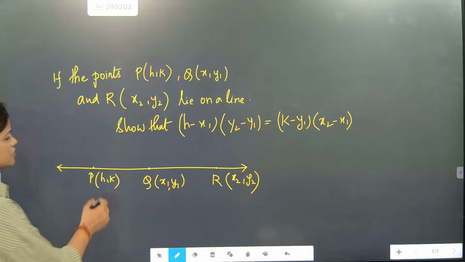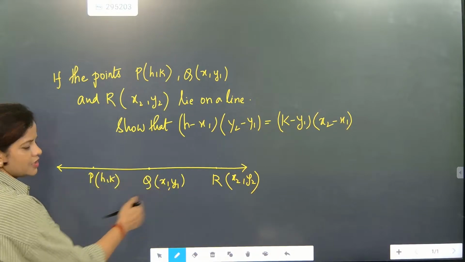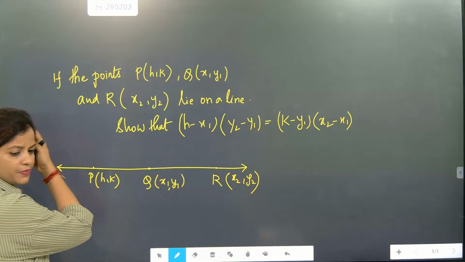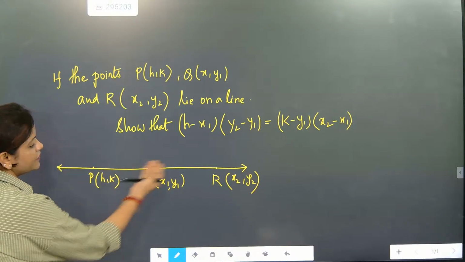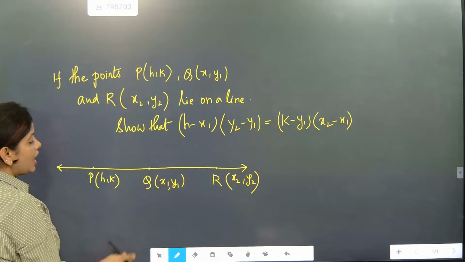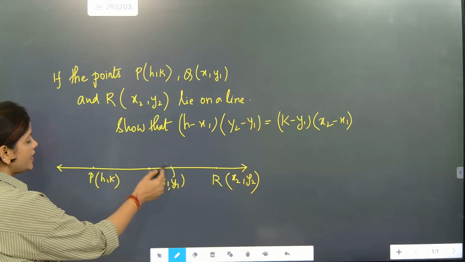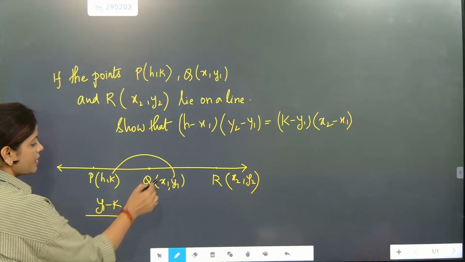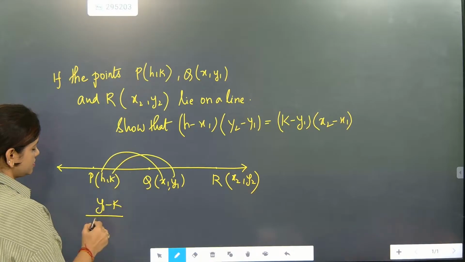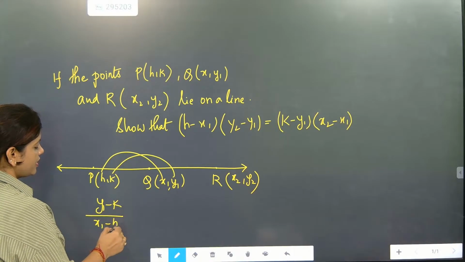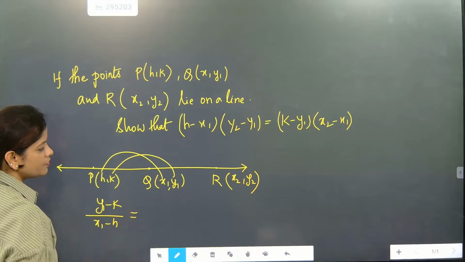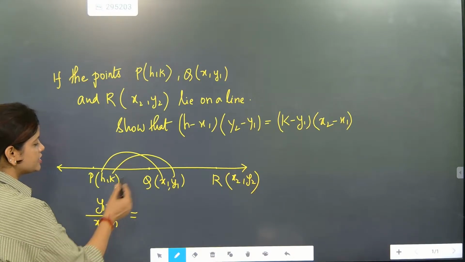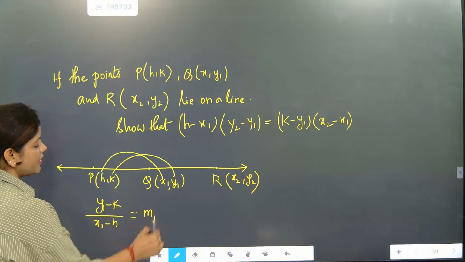Now beta, because they are all parallel, their slopes will be equal. They lie on the same line, so their slopes will be equal. So for this line, these 2 points are there. How are you going to write it? (y - y1)/(x - x1) = (k - y1)/(h - x1), because when 2 points are present on a line, its slope will be considered as m1.